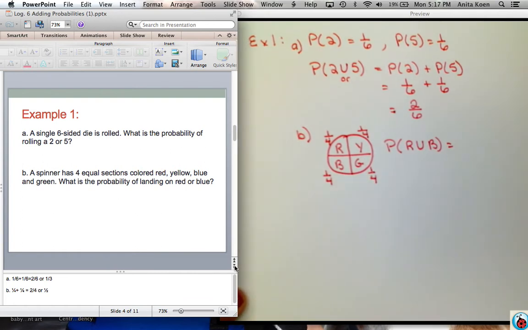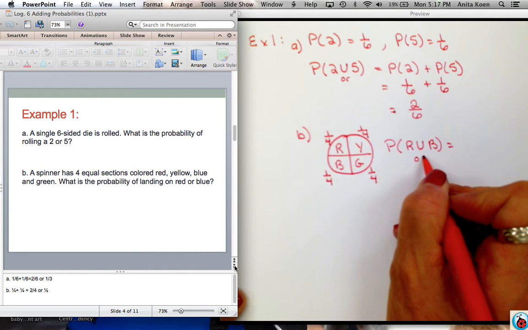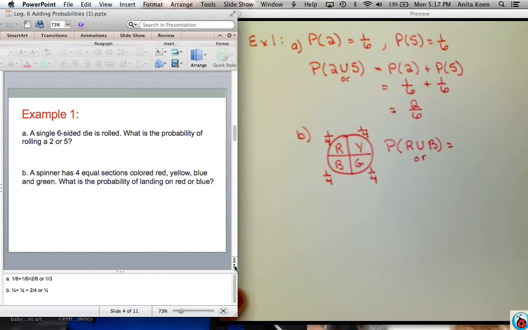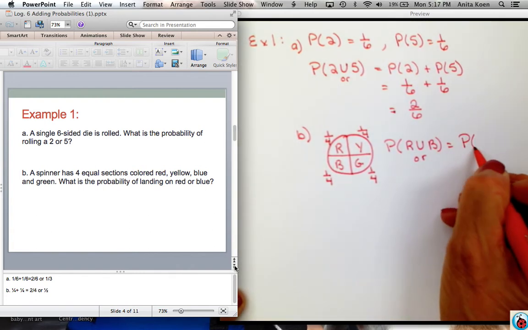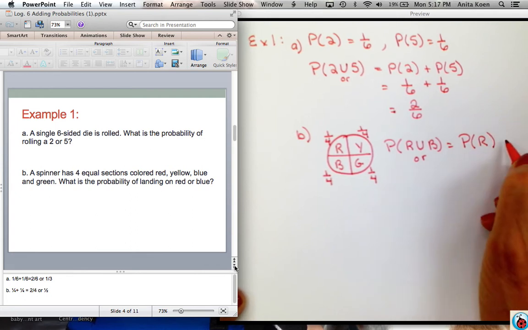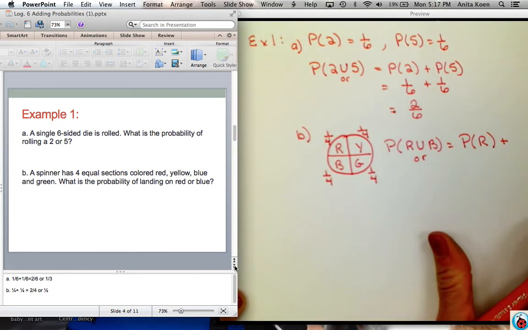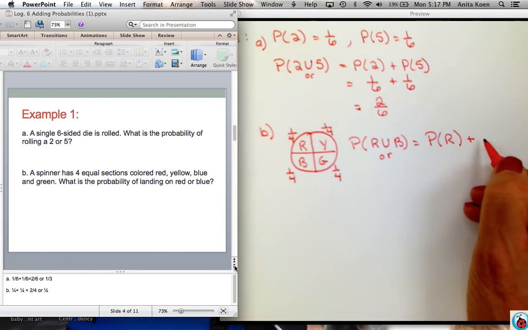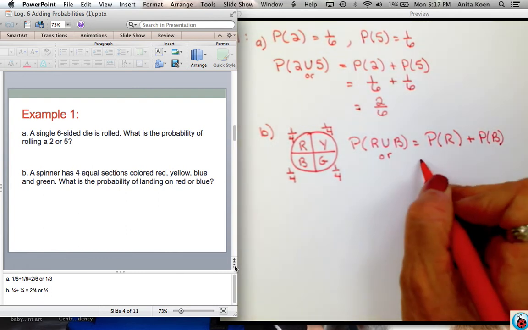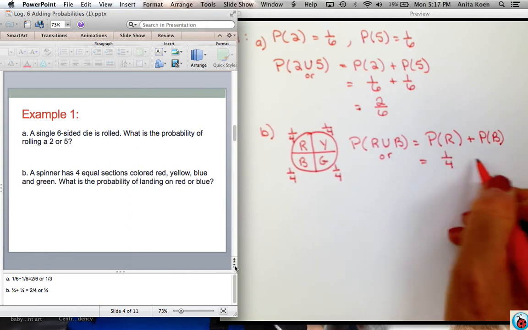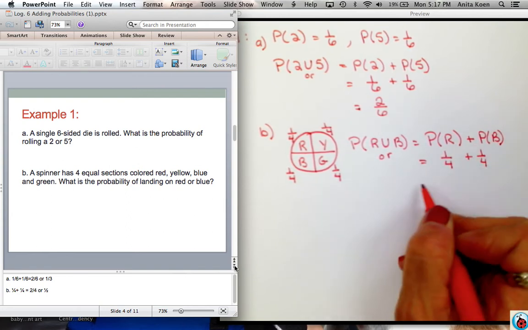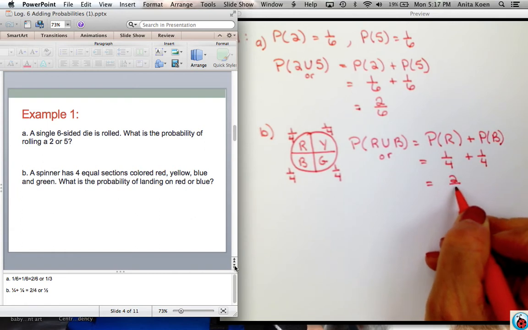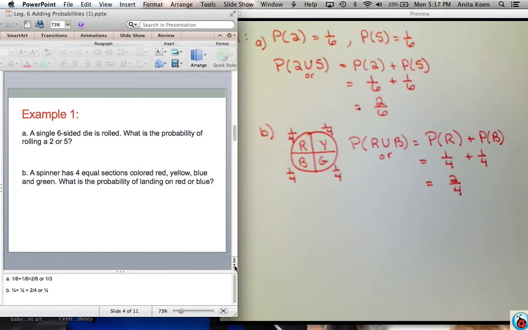So if we want to find the probability of red or blue, then we're going to find the probability of landing on red, and we're going to add that to the probability of landing on blue. So that's going to be 1/4 plus 1/4, which is 2/4. So the probability of landing on red or blue is 2/4.